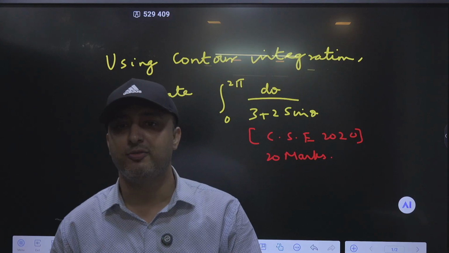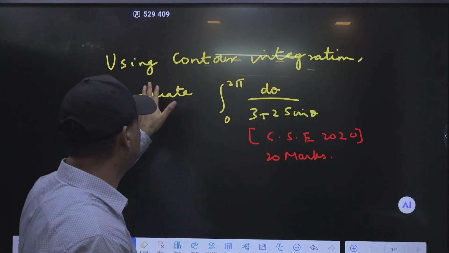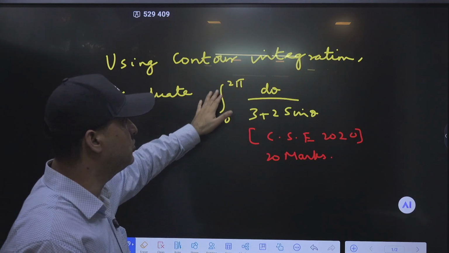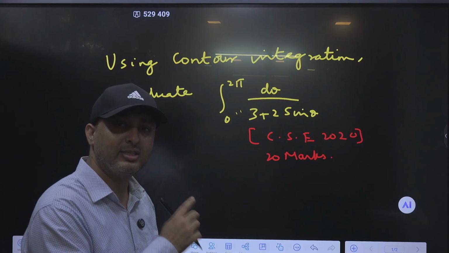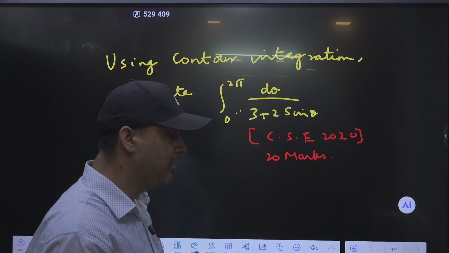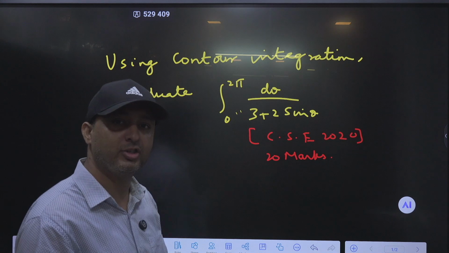So this is a question from complex analysis. It says using contour integration, evaluate the integral from 0 to 2 pi of d theta upon 3 plus 2 sine theta. This is asked for 20 marks. Well, this sounds like a simple question. This is a unit circle question.